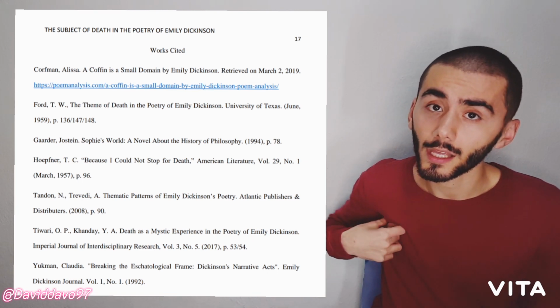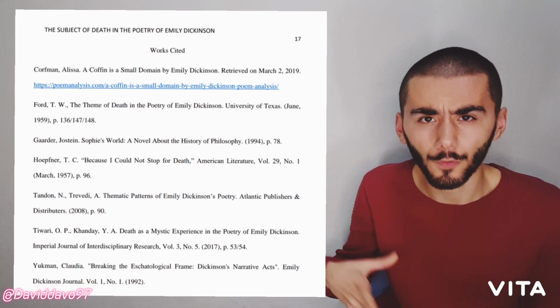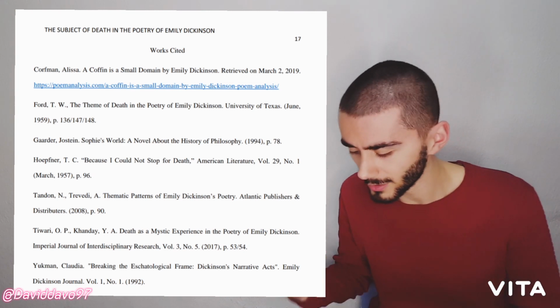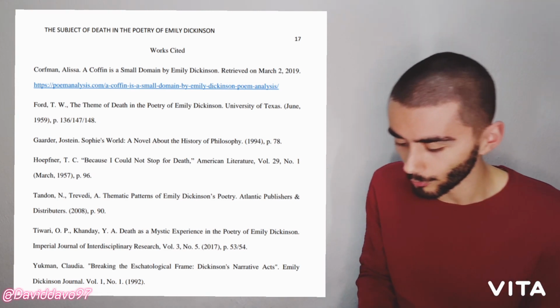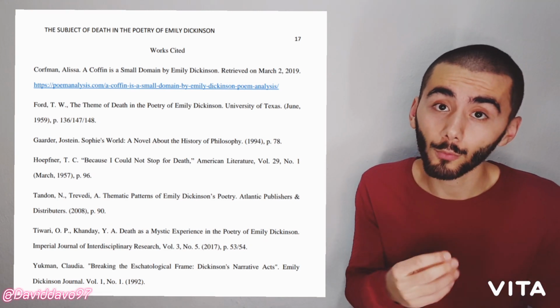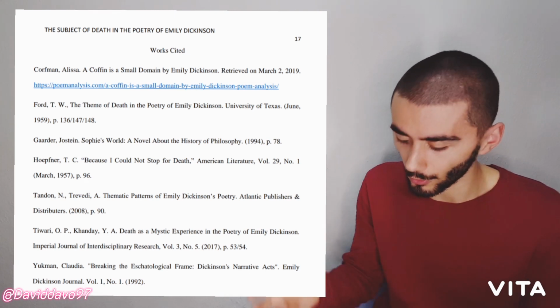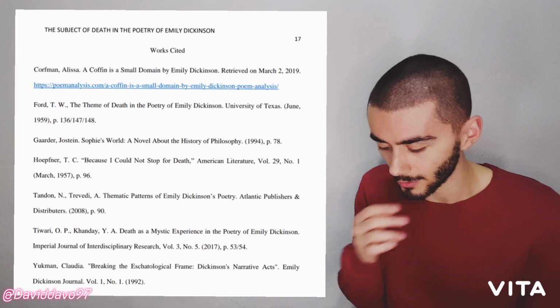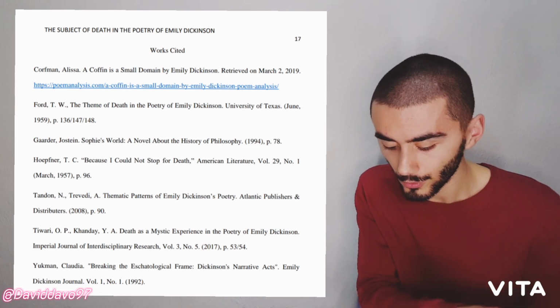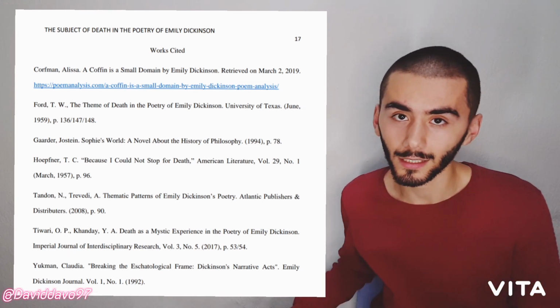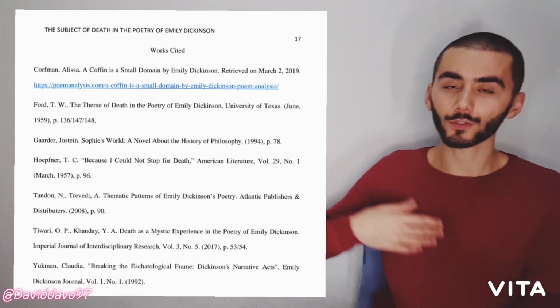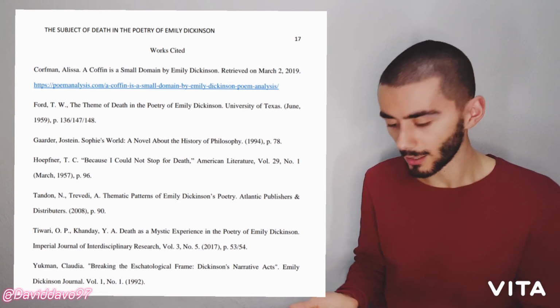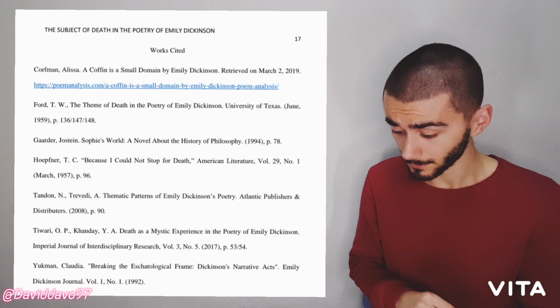Then, of course, it should be the year of publication and the place of publication, but here, because it's not mentioned, I already skipped to retrieved on. Now, if you have a link, you should say retrieved on, a certain date, like mine was March 2nd, 2019. Then you would insert the whole link, so if someone later wants to check and visit it, they would know where you got it from.